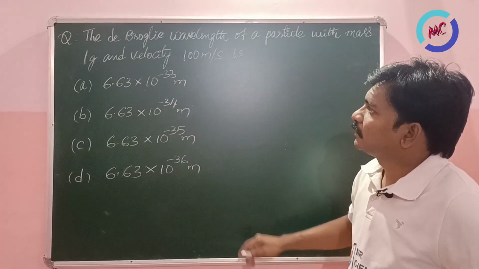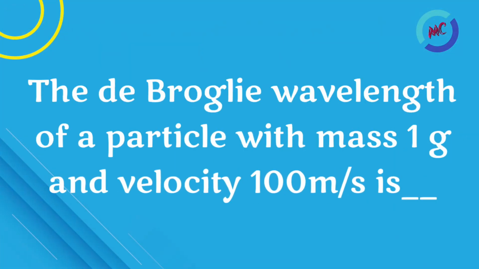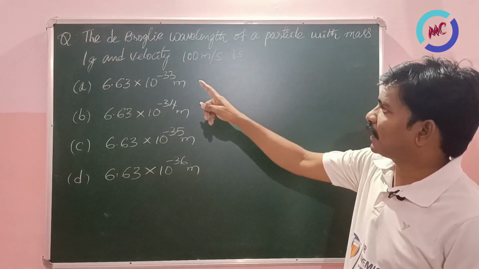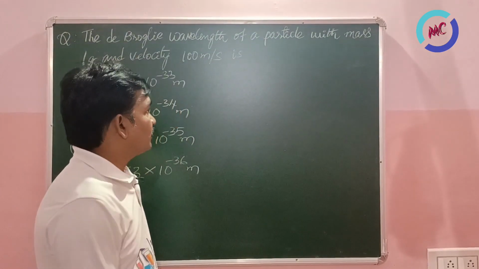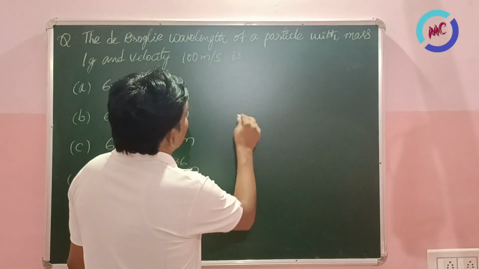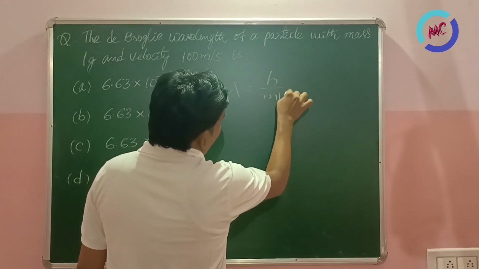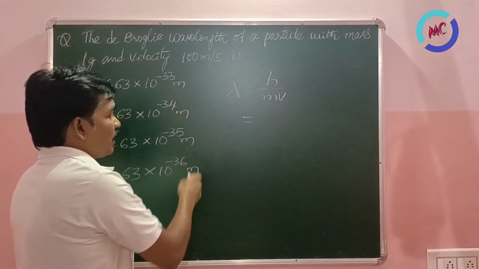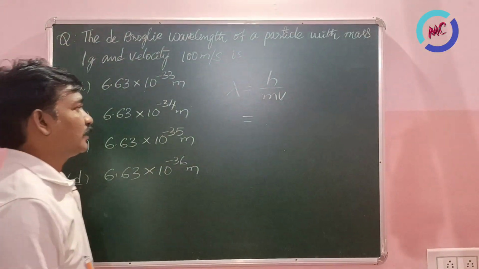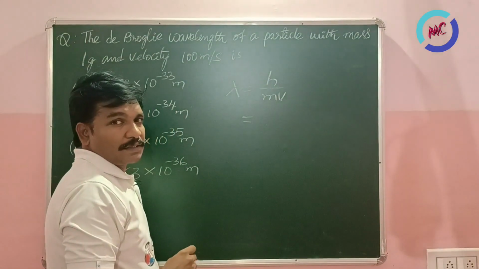Check the next one. The de Broglie wavelength of a particle with mass 1 gram and velocity 100 meter per second is... Here they gave mass 1 gram and velocity 100 meter per second. See here, what is the wavelength equation here? Lambda is equal to h by mv. Here they gave the answer in meters, means in SI units. That's why we will take the h value in SI units. What is the value of Planck's constant in the SI system?